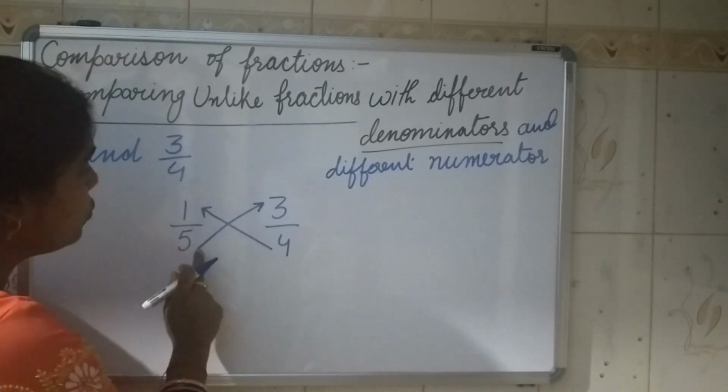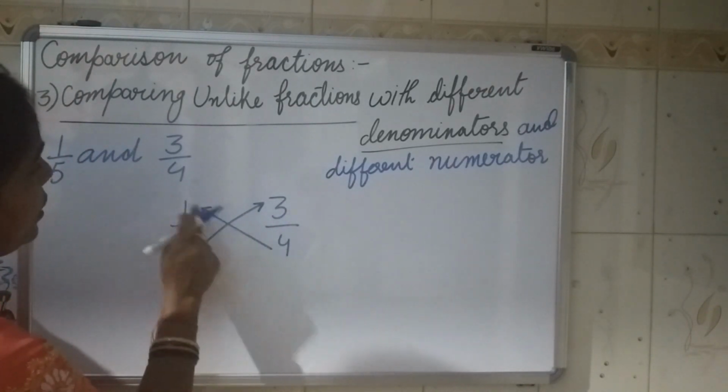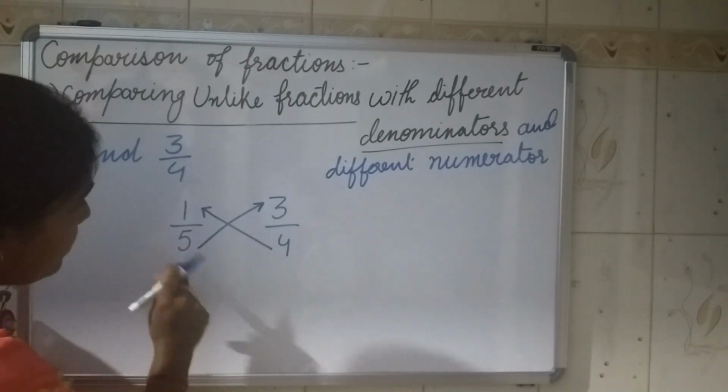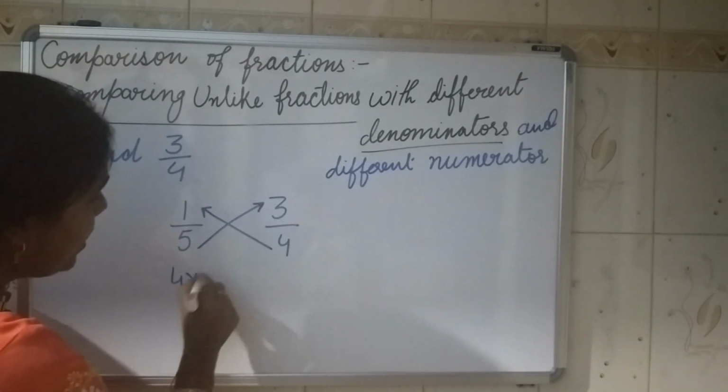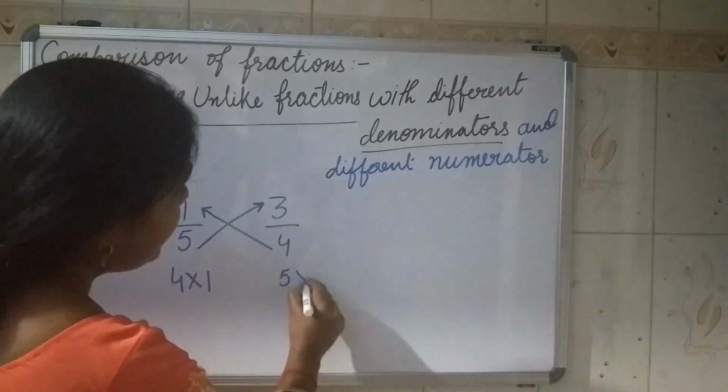It is a ray, so only one side. Now first we will write down this first arrow, 4 into 1. Below this one we will write down 4 into 1. And this is 5 into 3, so we will write down 5 into 3.